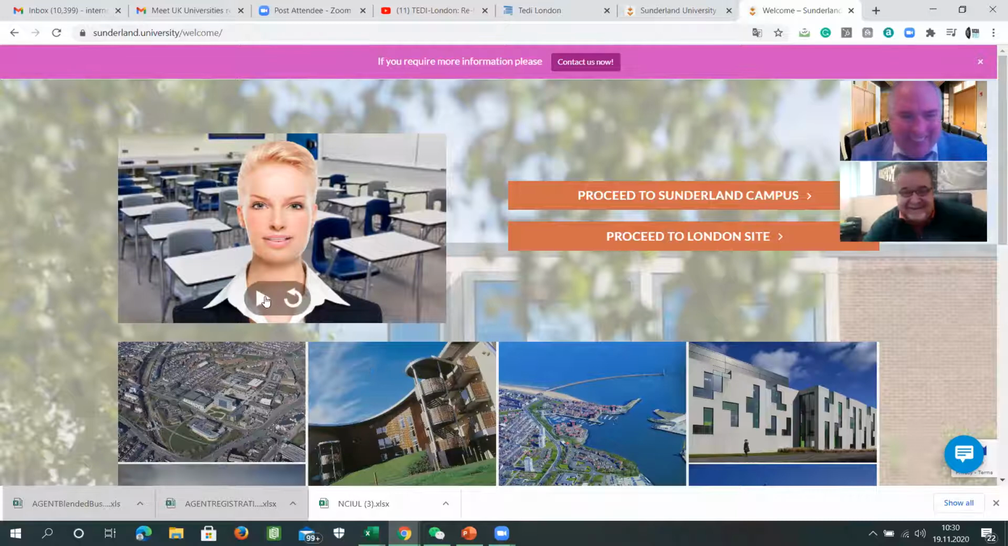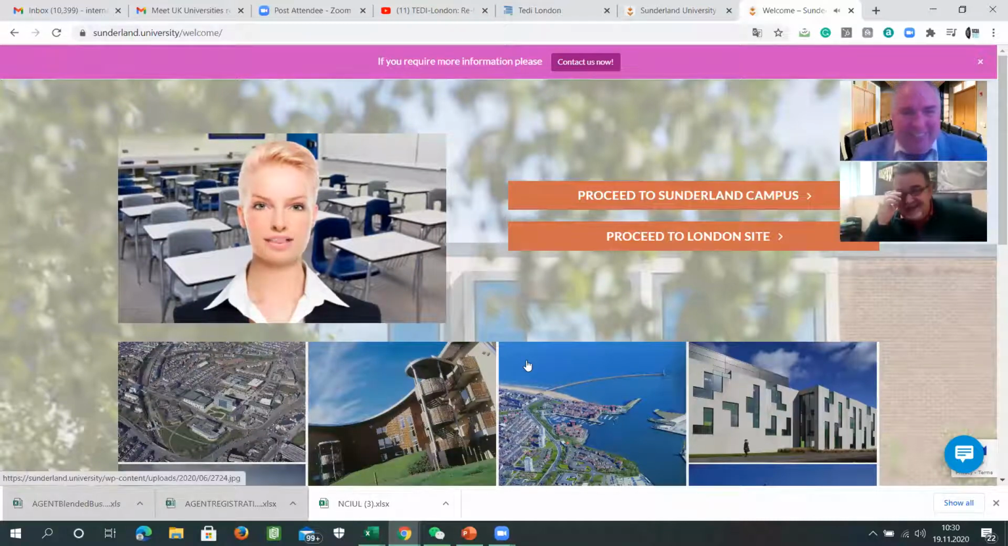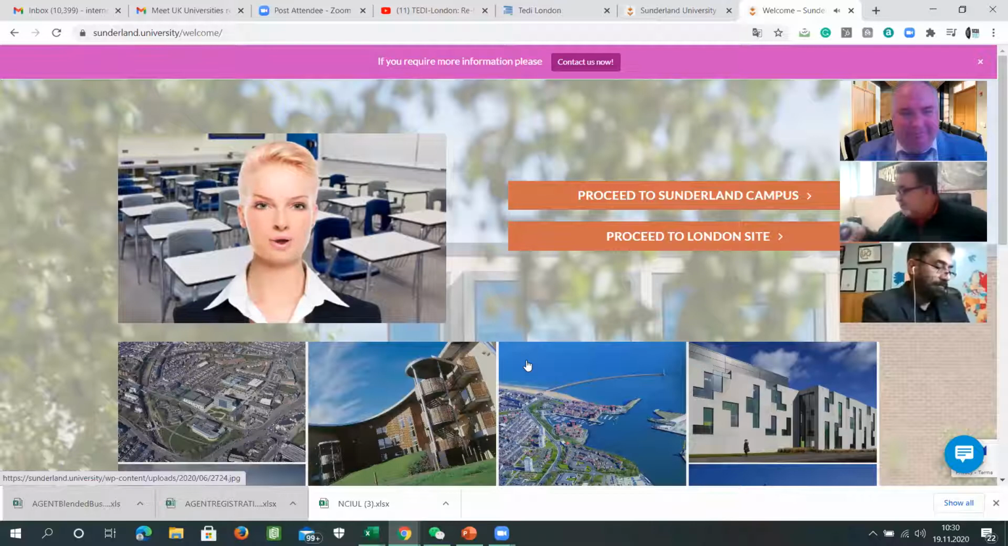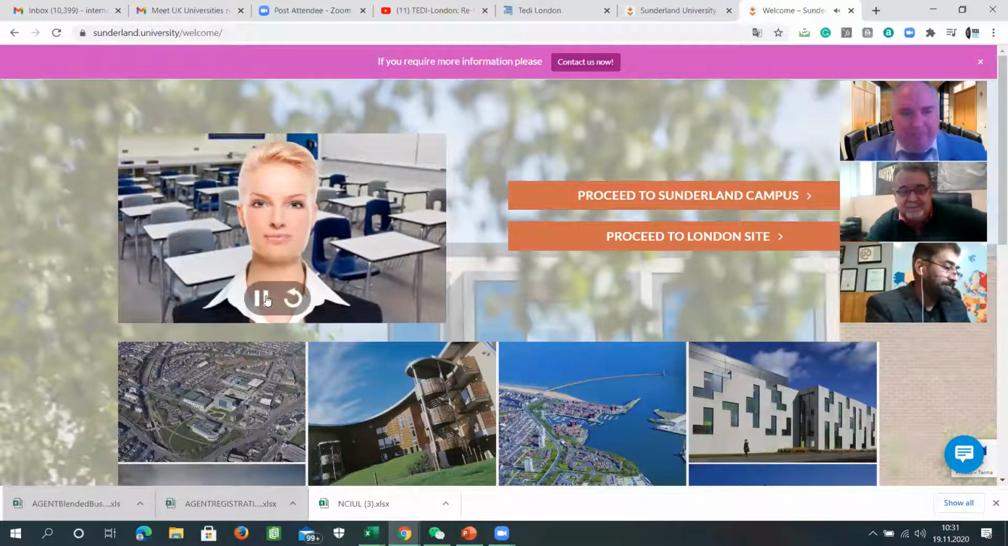City of Sunderland. The university is located at the city of Sunderland at the northeast of England. Sunderland is a city by the sea with a population of almost 400,000 people. The university has 2 campuses in Sunderland and 1 in London at Canary Wharf, with a total of almost 20,000 students from 150 different countries. Please view our photo gallery below or proceed to campus selection.